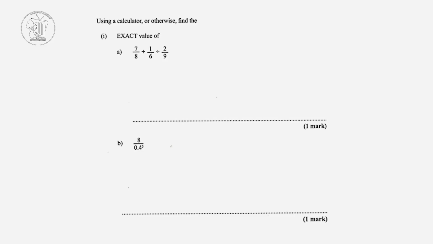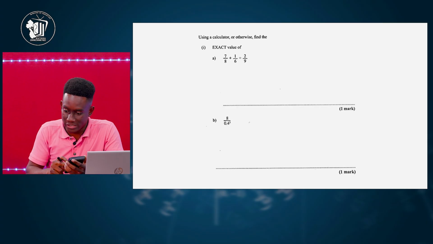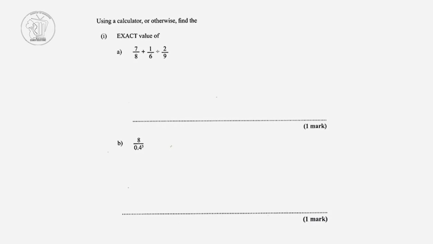Let's carry on. Using a calculator or otherwise, find the exact value of 7 over 8 plus 1 over 6, divided by 2 over 9. It says use a calculator and it went for 1 mark, so I will punch that entire thing into my calculator: 7 over 8 plus 1 over 6 divided by 2 over 9. I press equal and end up with 1 and 5 over 8 as the answer, because it said to calculate the exact value.